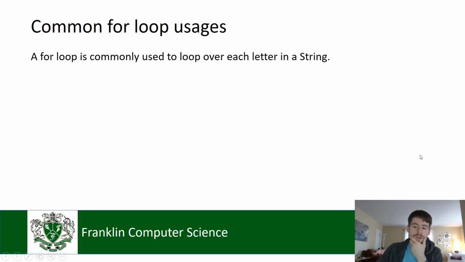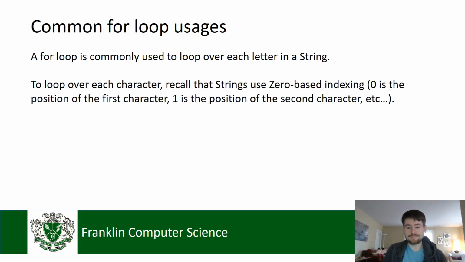A common loop usage is with a string. You might want to look at every letter in a string, starting with the first letter, working your way to the back. You can count all the letters that are vowels, or swap letters around, reverse the string, and so forth. We want to use a for loop to accomplish this task because the for loop is set up very nicely to go over all the indexes of each letter of the string.